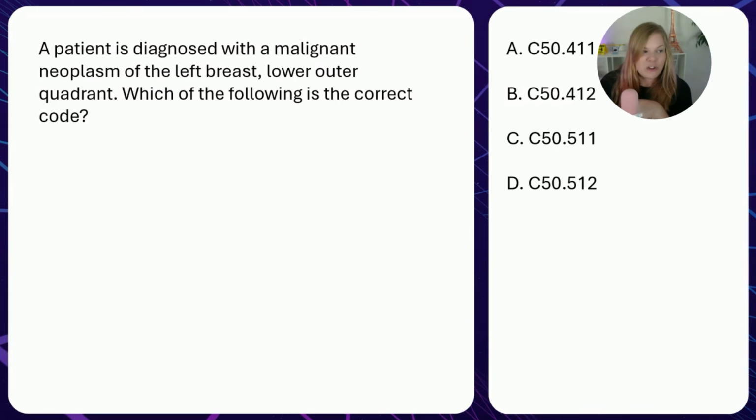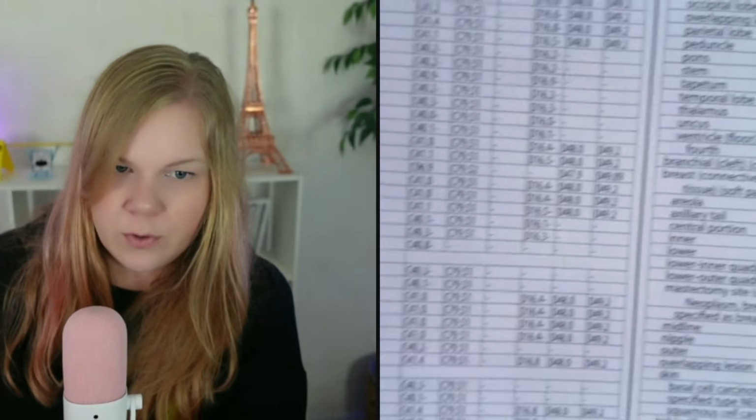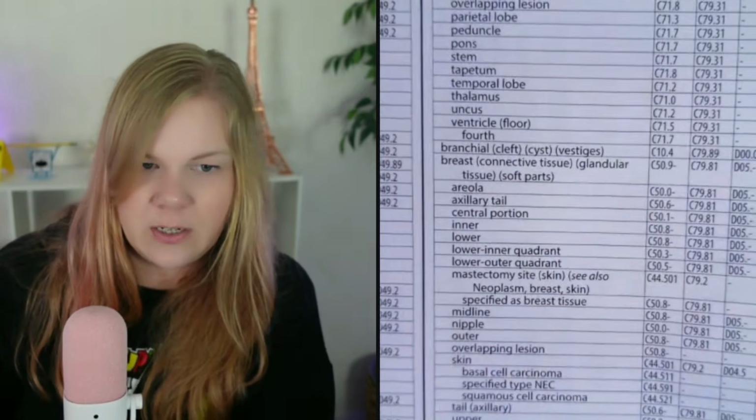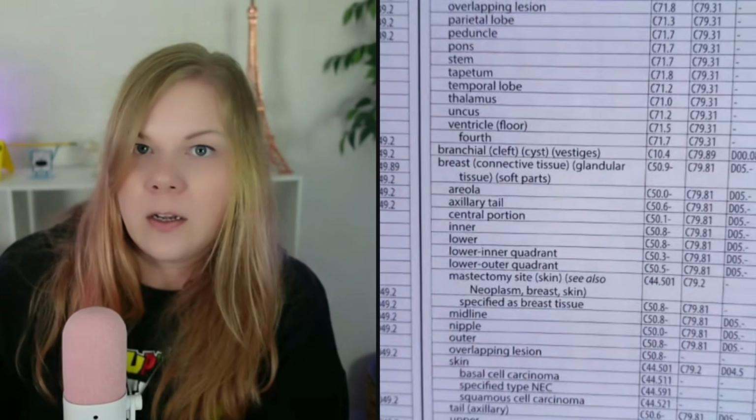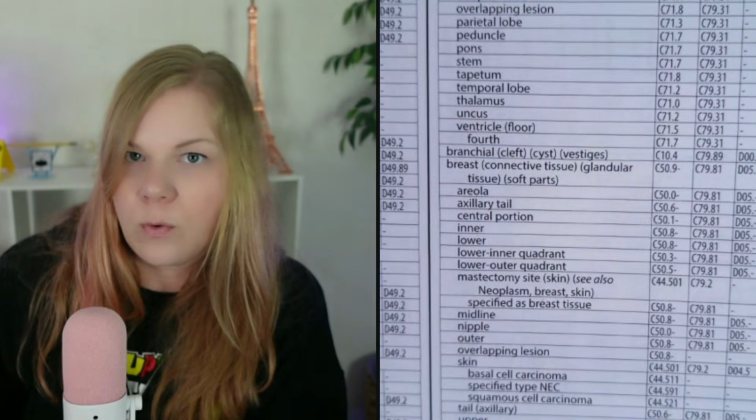Next question. A patient is diagnosed with a malignant neoplasm of the left breast lower outer quadrant. Which of the following is the correct code? Now, this is one where we have to look in our neoplasm table. So here we go. Here's our neoplasm table. We're over here in breast, and this question was testing us on malignant neoplasm, left breast, lower outer quadrant.